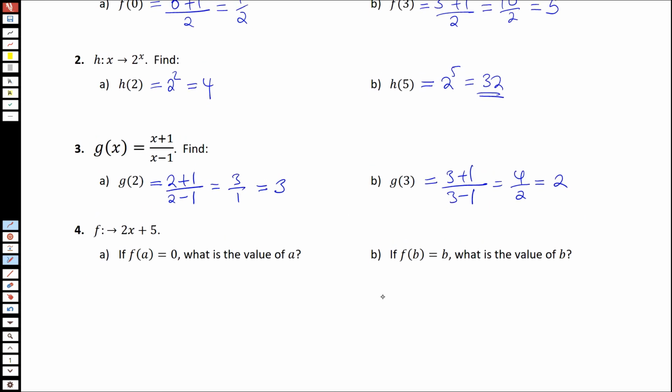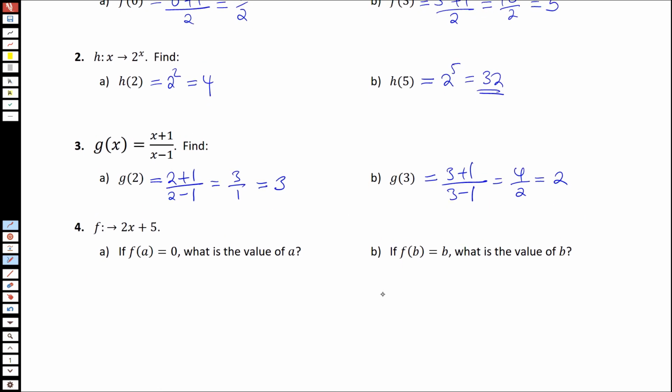Okay, number 4. So we have this function. Now, when x is equal to a, this function will be equal to 0. So what is the value of a? So we replace x with a, we'll have 2a plus 5, and that will be equal to 0. So basically, what we need to do here is just to solve for a. So 2a will be equal to negative 5. So a will be equal to negative 5 divided by 2.